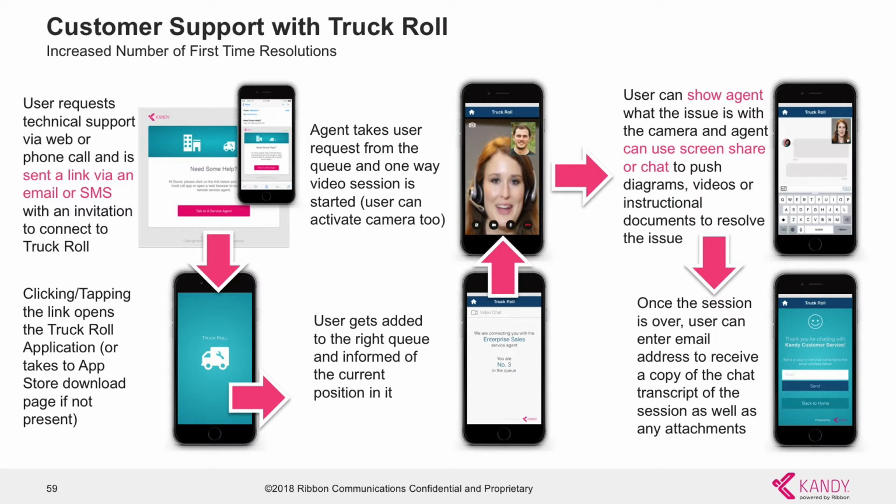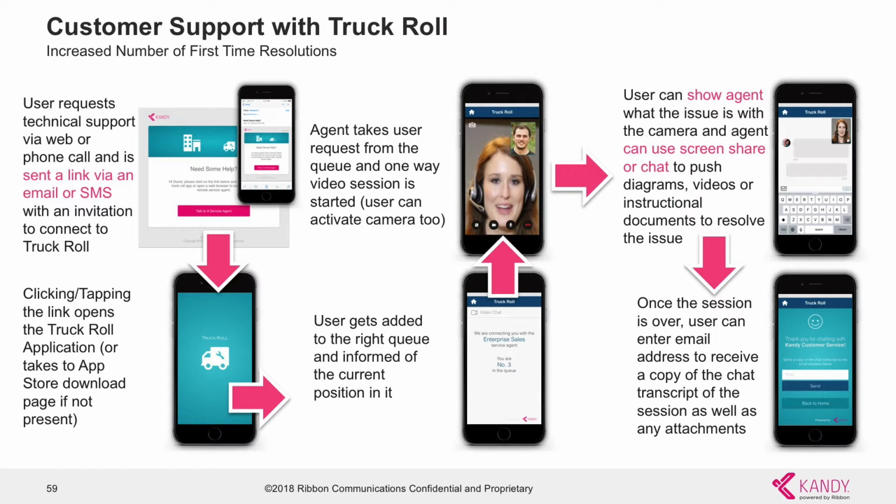You can have the users requesting technical support, and they can come into your contact center by means of a regular phone call, and when your agent considers it appropriate to go to a visual experience, they can offer to send a link via email or SMS. The user then clicks on the link, and if it's the first time using it, the link will automatically take them to the App Store to download the Truck Roll application. Once installed, clicking the received link automatically triggers the application and connects to the agent's queue.